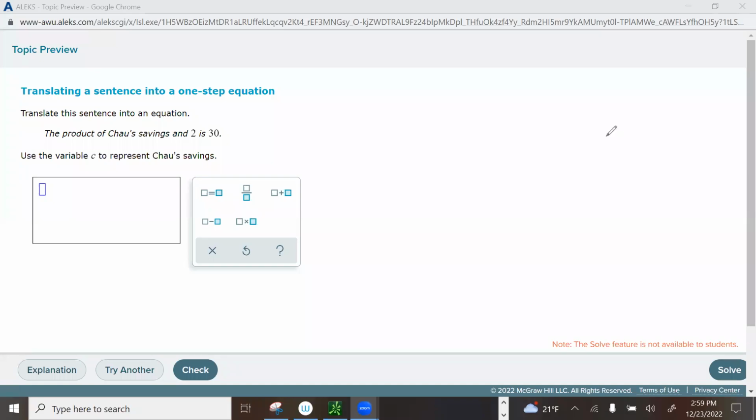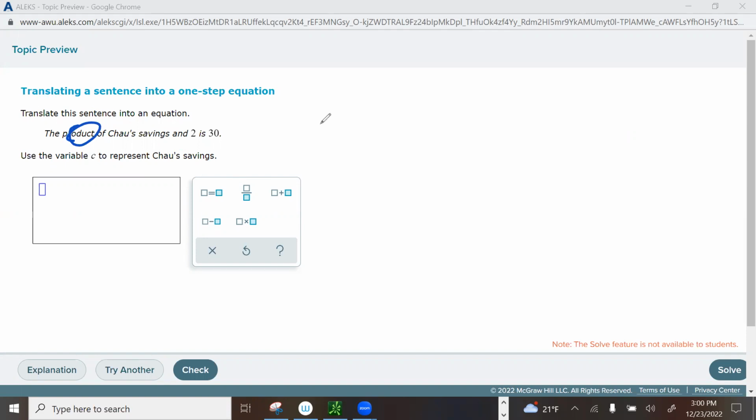All right, everybody. One of the really important things in math is being able to translate from English to math, because once you've got an equation, you're able to do something with it more easily, especially if it's more complicated. Okay, so the statement is, the product of Chow's savings and two is 30. And of course, that's exactly the way people talk normally.